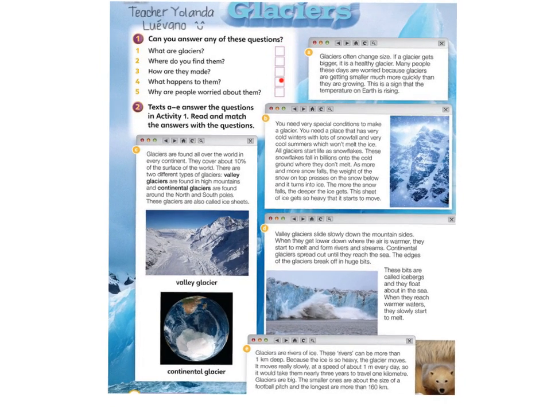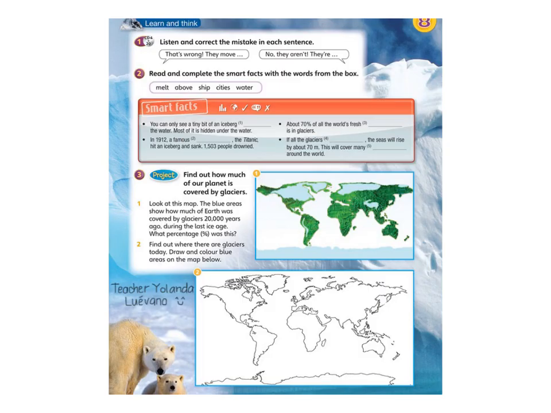You have to write the correct letter in front of each question. We're going to check later in our Zoom class. The second part says, listen and correct the mistake in each sentence. Okay? So, read and complete the smart facts with the words from the box. It says melt, above, ship, cities and water. First, let's listen to the mistake.